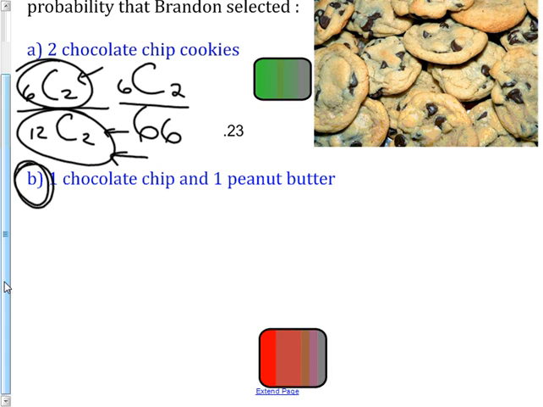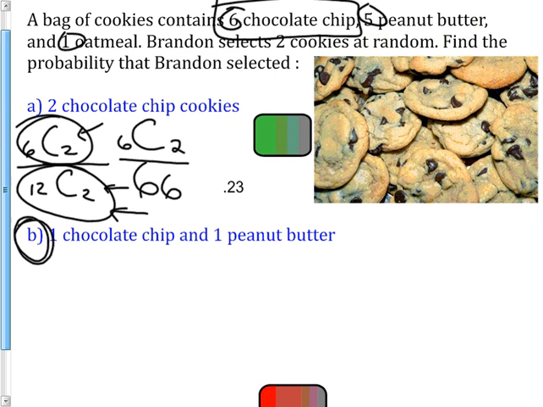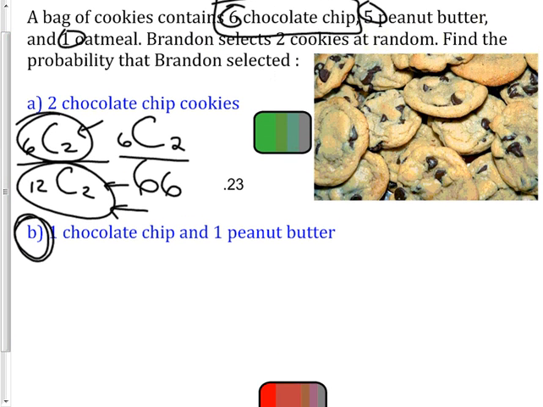1 chocolate chip and 1 peanut butter. Well, probability, I still have to have the same bottom. 12C2. There's going to be 2 cookies. Who can tell me what they think the top is? What do you think?